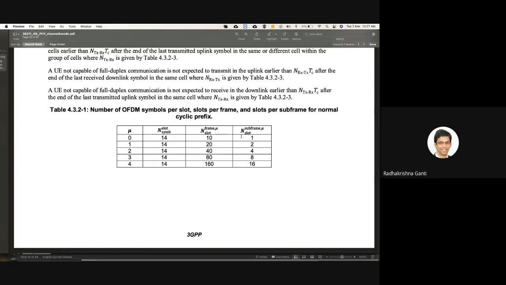Let's look at the number of slots per subframe. Remember, a subframe is 1 millisecond. If you have 15 kilohertz subcarrier spacing, the number of slots per subframe is 1. With 30 kilohertz, it is 2. With 60 kilohertz, it is 4. This makes sense: as the subcarrier spacing increases, the duration of the OFDM symbol decreases proportionally. So when you go from 30 to 60, the number of slots in a subframe increases because the number of symbols per slot is fixed. Does this make sense?